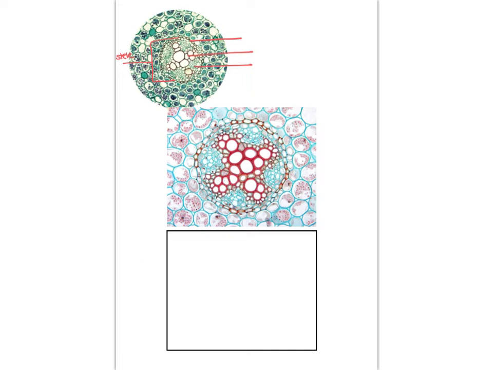So, what's the top line pointing to? Amy, what do you think? Yeah, endodermis. Jacob, what's the next one? Xylem. And then the last one is the phloem. So you'll see there that the xylem vessels are massive. They are really, really big.